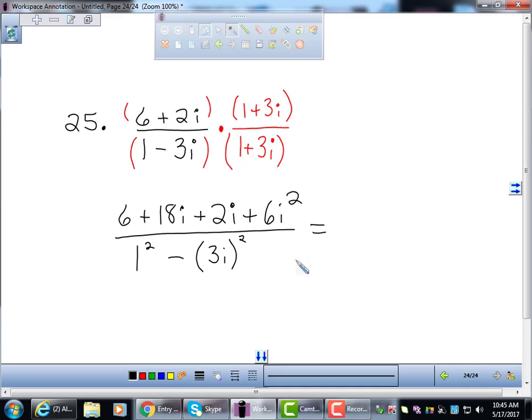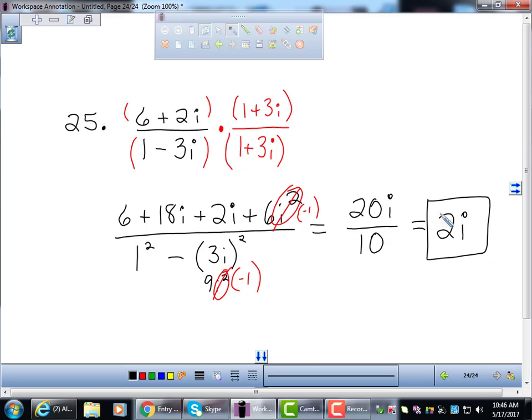Okay, let's simplify this. I see this i squared that turns into a negative 1. So 6, take away 6 is gone. 18i and 2i will be 20i. 3i squared is actually 9i squared, and the i squared turns into negative 1. What's a negative times a negative? So that's really 1 plus 9, which is 10. Will this reduce? Yes. 2i. Ta-da!